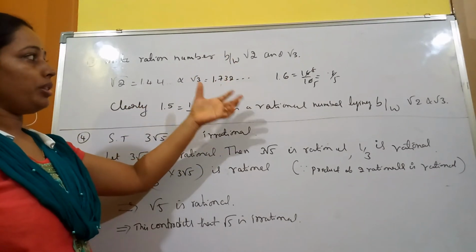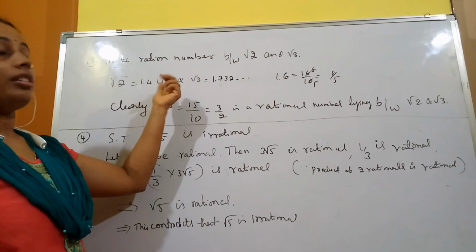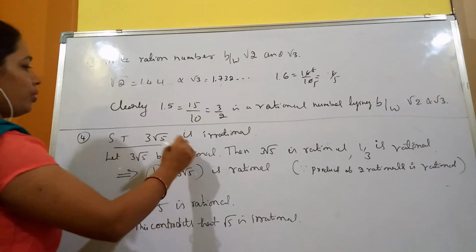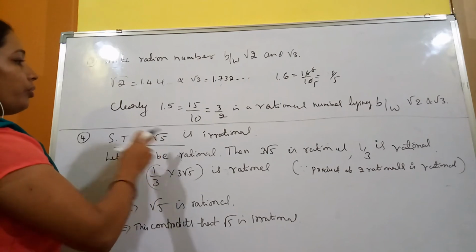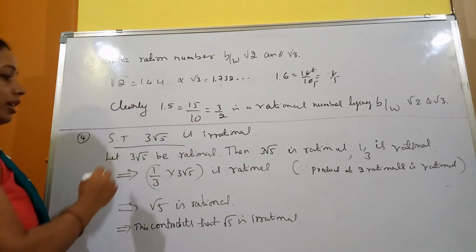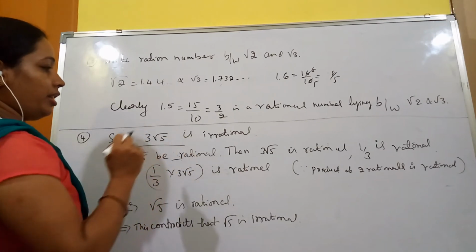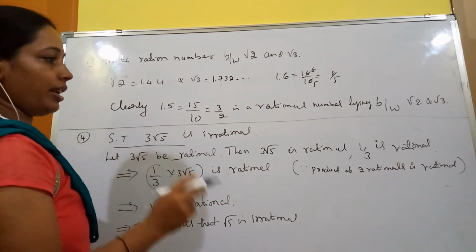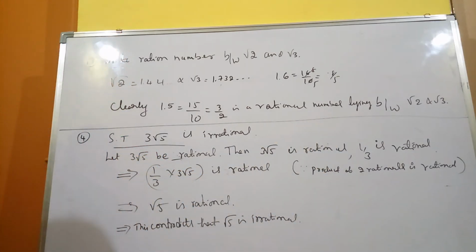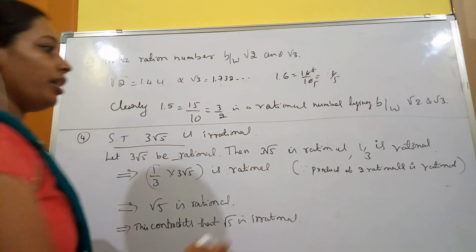To find them, we have to take the square roots of the in-between numbers. Like that, another problem: show that 3 root 5 is irrational. How to prove this one? Assume that 3 root 5 is a rational number. Then 3 root 5 is rational, and 1 by 3 is a rational factor. So if 3 root 5 is rational, then we have to take 1 by 3 as rational.